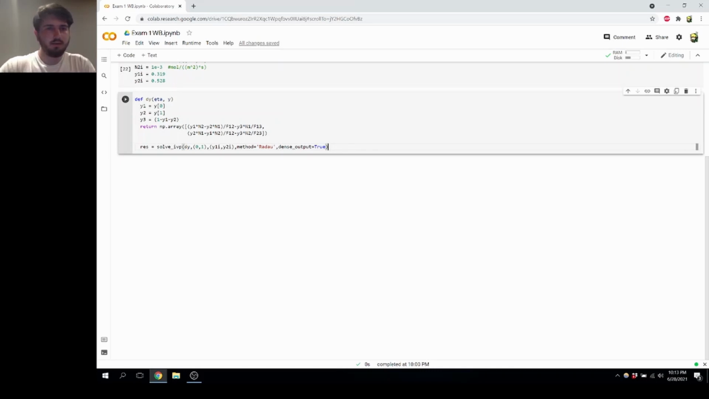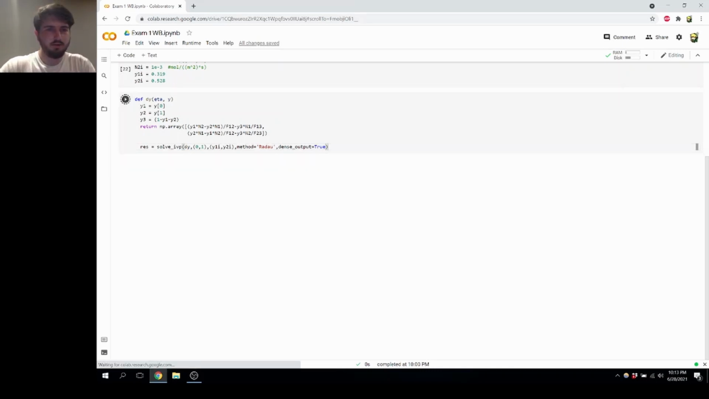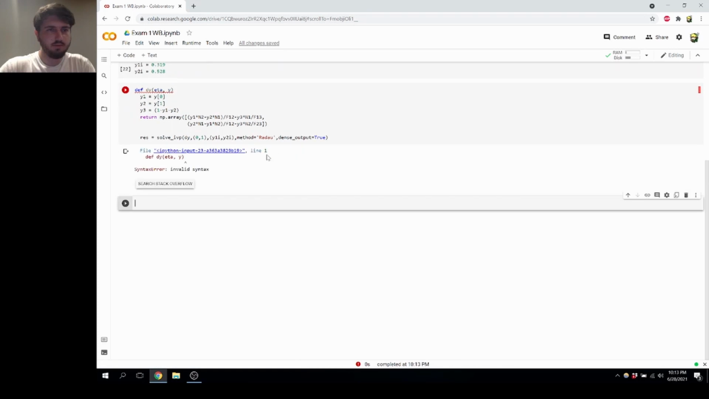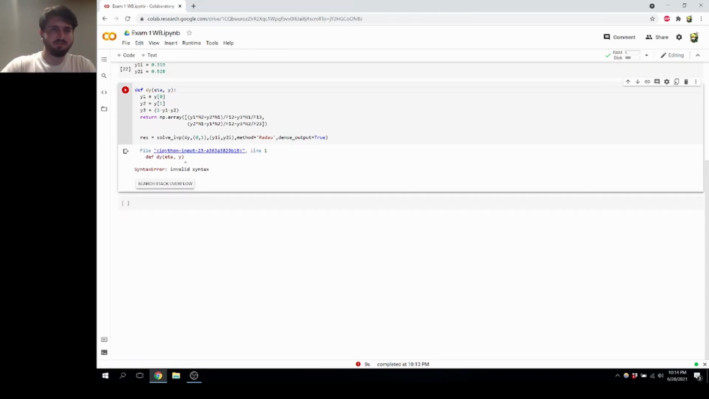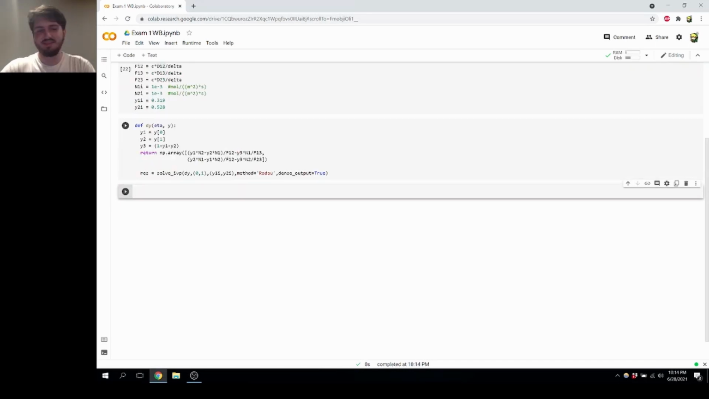And then go ahead and press Shift Enter. Invalid syntax. What is the issue that we are having here? I didn't put a colon there. It's always those little things that get you.